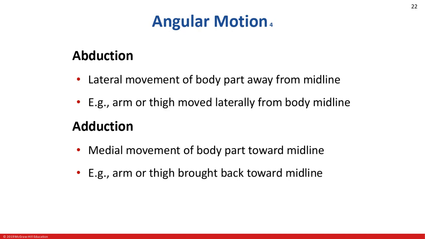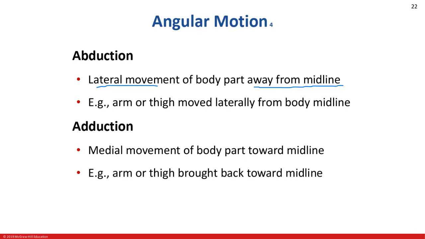So in this case, when we talk about abduction, we're going to take the body part away from the midline of our body. Well, what's a good anatomical marker for the midline of our body? Our axial skeleton, our spine, the skull, or our belly button. That's going to be our midline. So essentially, the lateral movement, we're going to take that body part and move it away from our axial skeleton or our midline there.